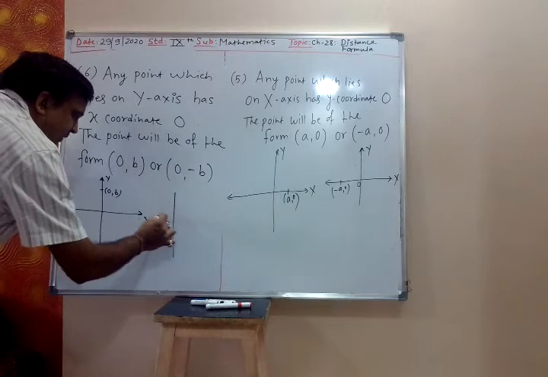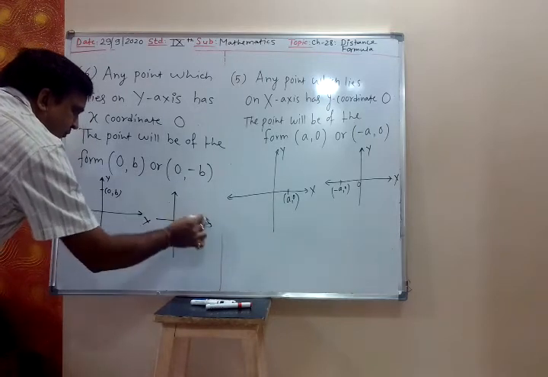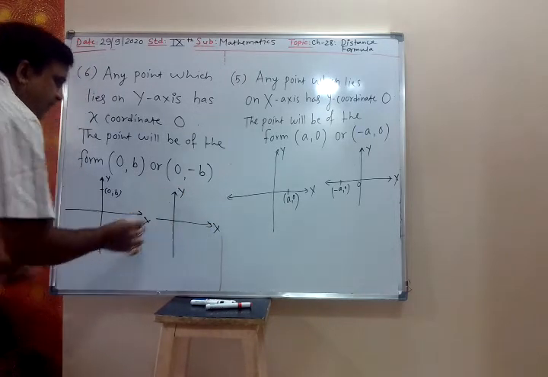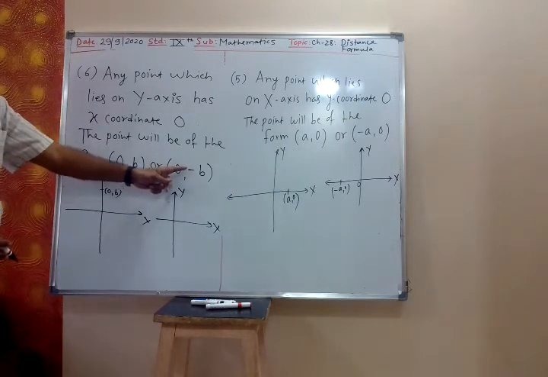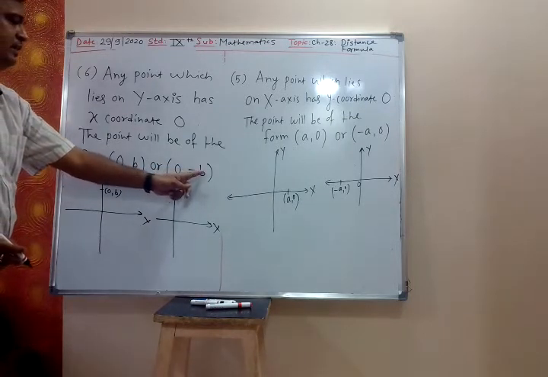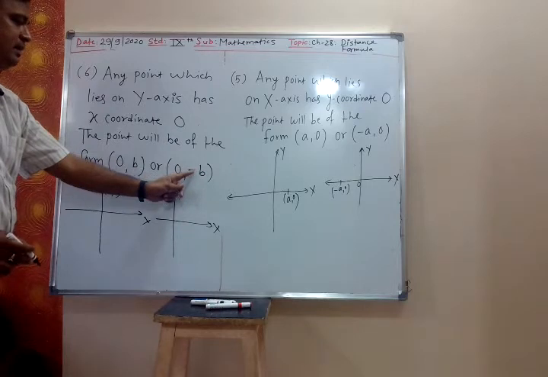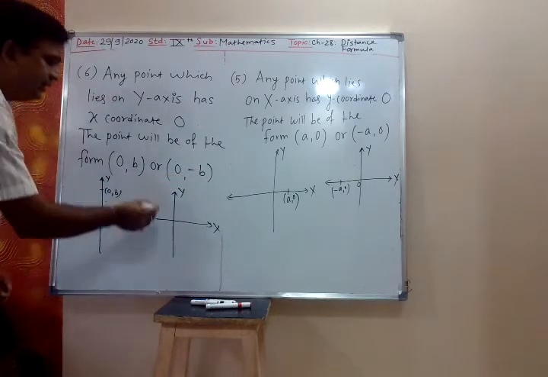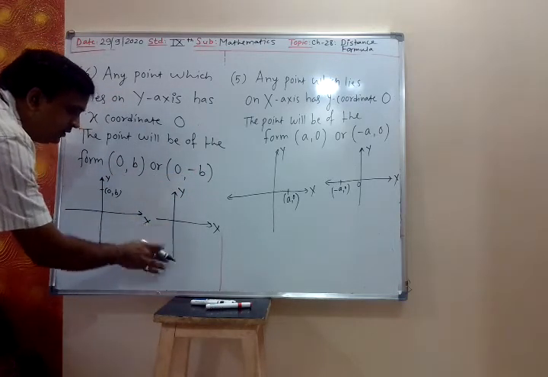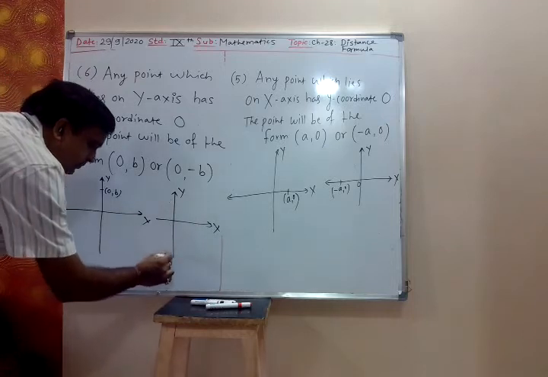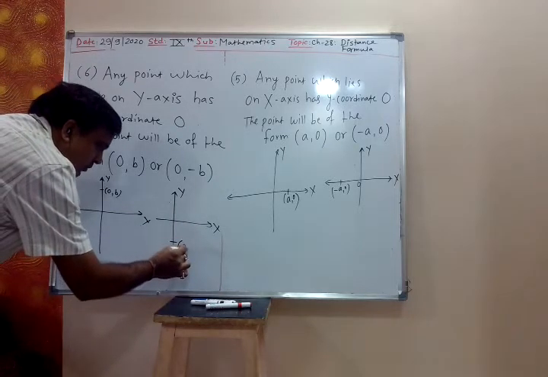Then 0 comma minus b. First coordinate is 0, so it is a point on the y-axis. Now the second coordinate b is minus. So where is y negative? This side, downward. Downward y is negative. So I will take the point 0 comma minus b.